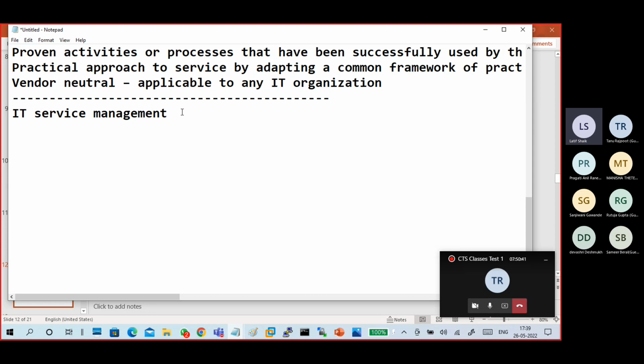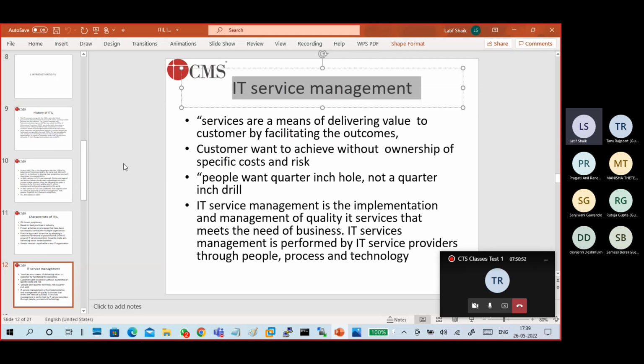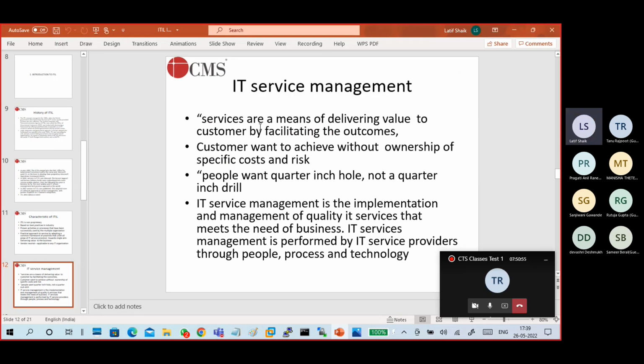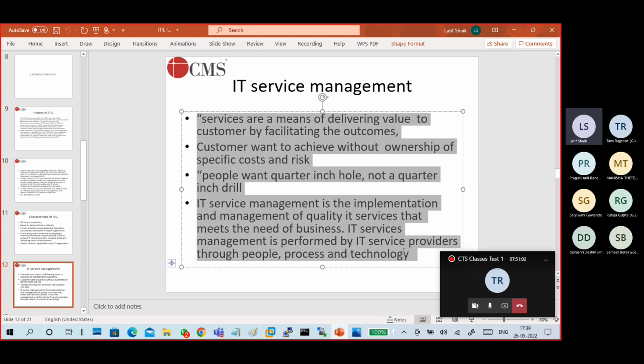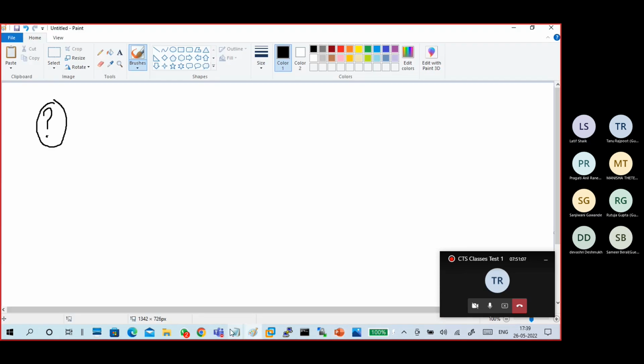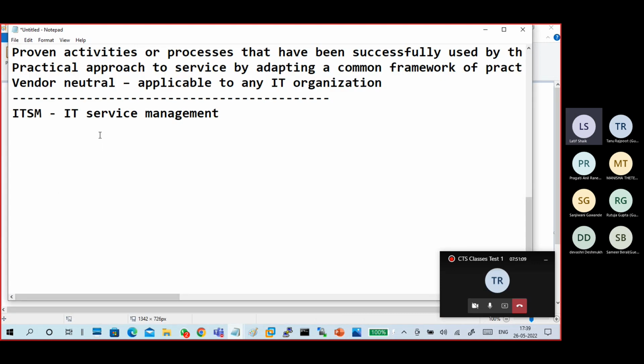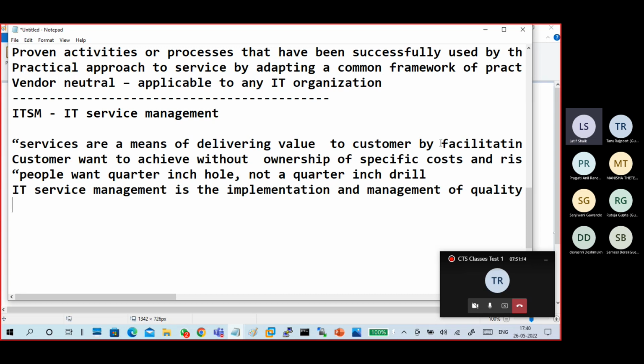What is ITSM? ITIL, IT Infrastructure Library. What is ITSM? IT Service Management. Services are means of delivering value to the customer by facilitating outcomes. Why are we providing a service? You went to a mobile shop, or you went to an internet service center.